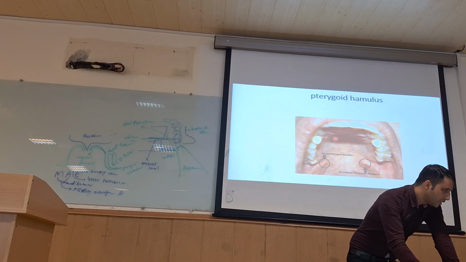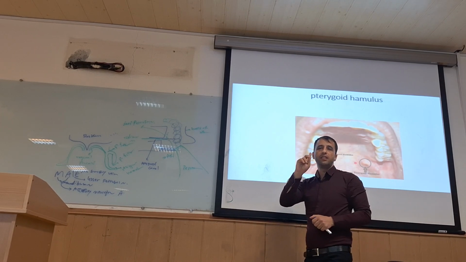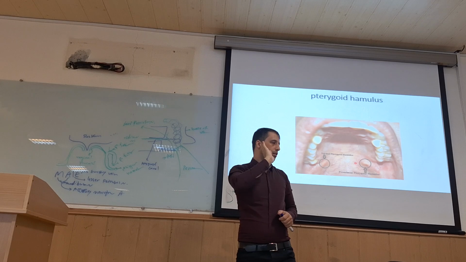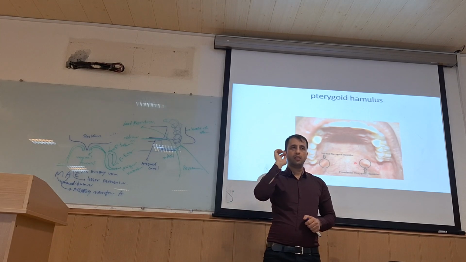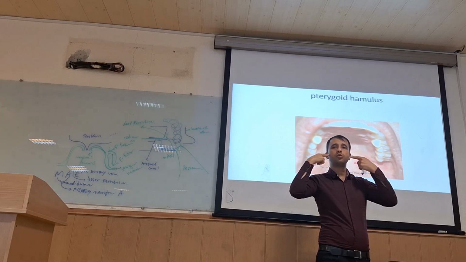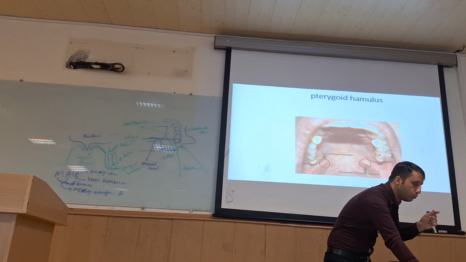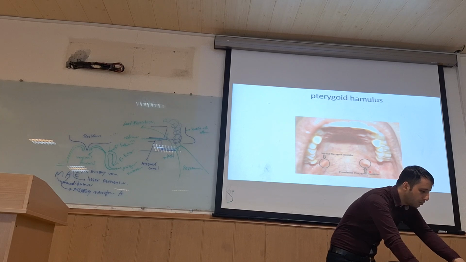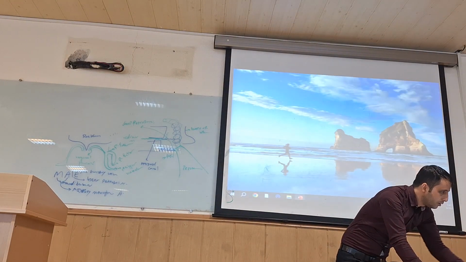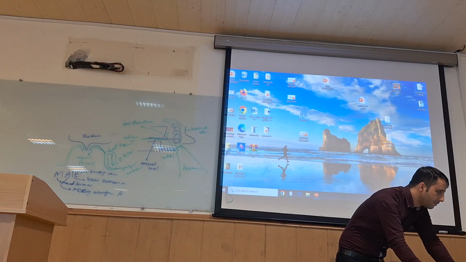Here you can see the pterygoid hamulus. If you insert your finger in the roof of your oral cavity, you can touch the pterygoid hamulus just medial to the molars. You can touch the pterygoid hamulus. Okay? It was neurocranium and it was very easy.